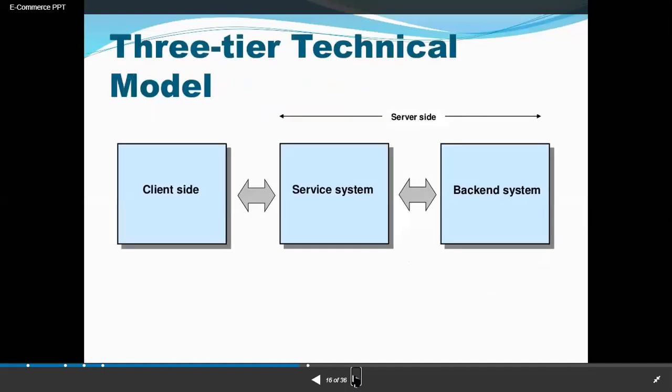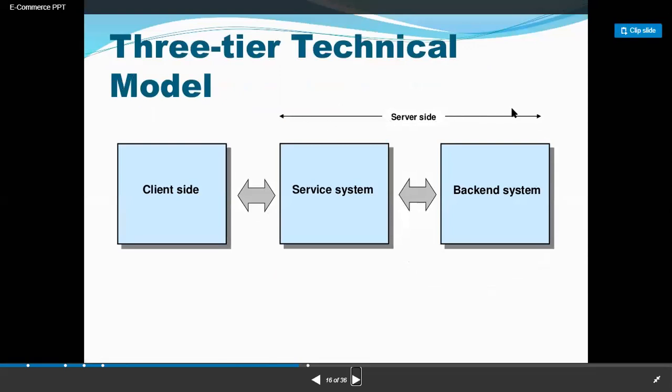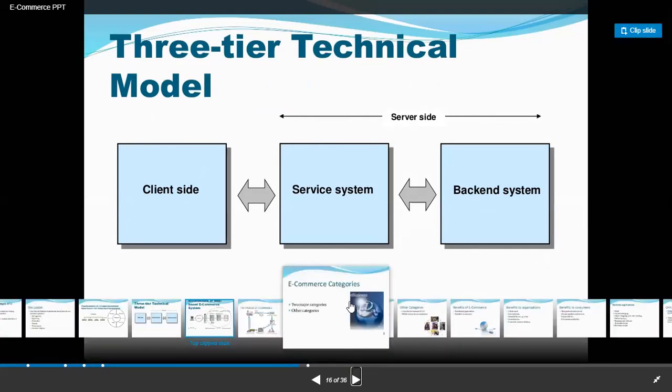Now see, there is a three-tier technical model. This is the client side, that is, when you are using your system to do something. That means if I want to deal with anything in my system as a client. Then there is a service system, that is the internet service provider, and this is the back-end system of the site from where you are purchasing something. The middle one, the internet service provider, is the means through which you will move towards e-commerce. Okay.